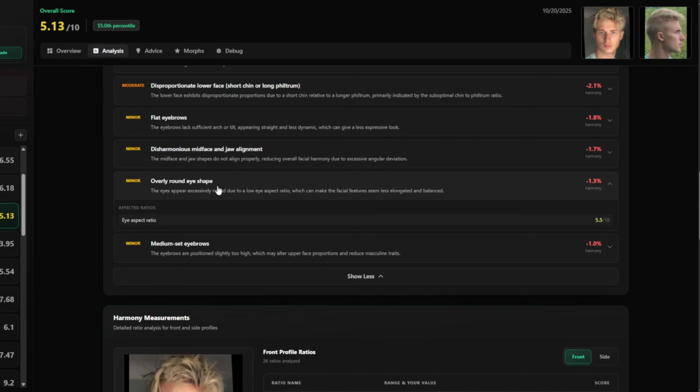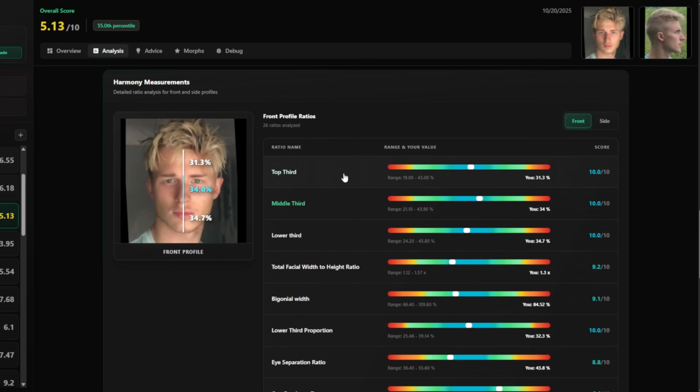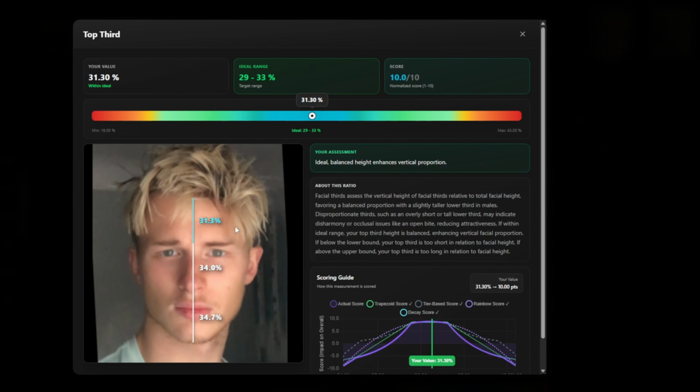So overly round eye shape. So let's look at some of these flaws and how they actually manifest, right? So we can see his facial thirds here. Every time you scroll past one of the assessments, it'll just give you a quick visual. But if you want to look more in depth here, you can actually see the exact descriptions of each assessment.